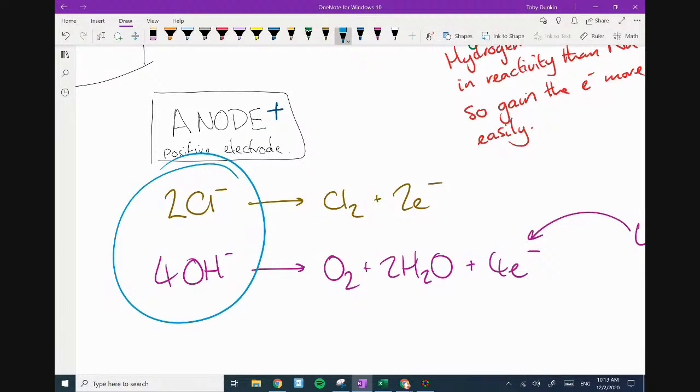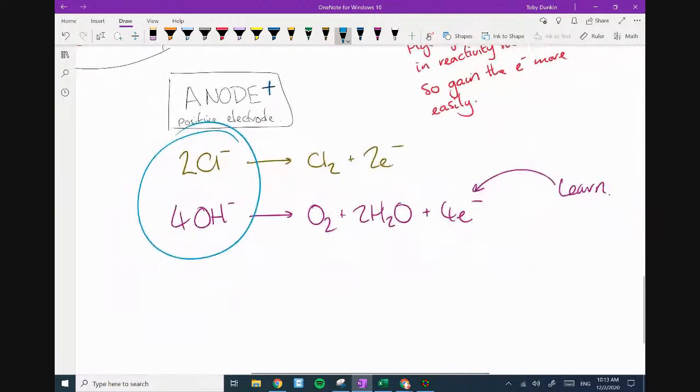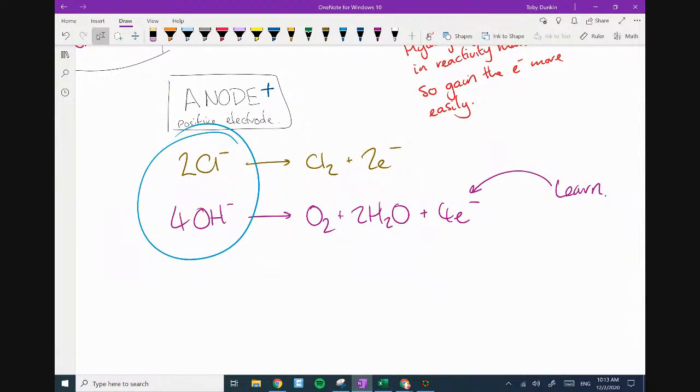Now at this point, students often ask me why, and you can link it to reactivity, but you don't really need to. This ion is more stable than that one, so the OH minus ion is more stable. So it's actually more to do with stability than reactivity, but you can simply say that the chloride ion is lower in reactivity than the OH minus. It will lose its electron more easily. That's all it comes down to. So that one gets there.